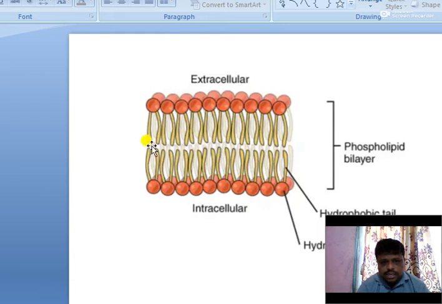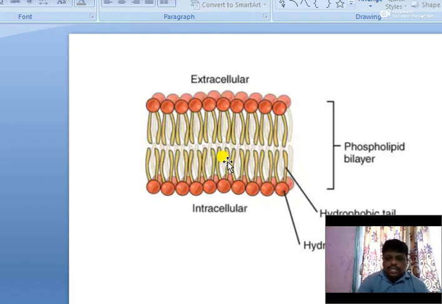Okay, this is also a cell membrane. So phospholipids contribute in the formation of the cell membrane. Glycolipids are also called cerebrosides. I repeat my sentence, glycolipids.